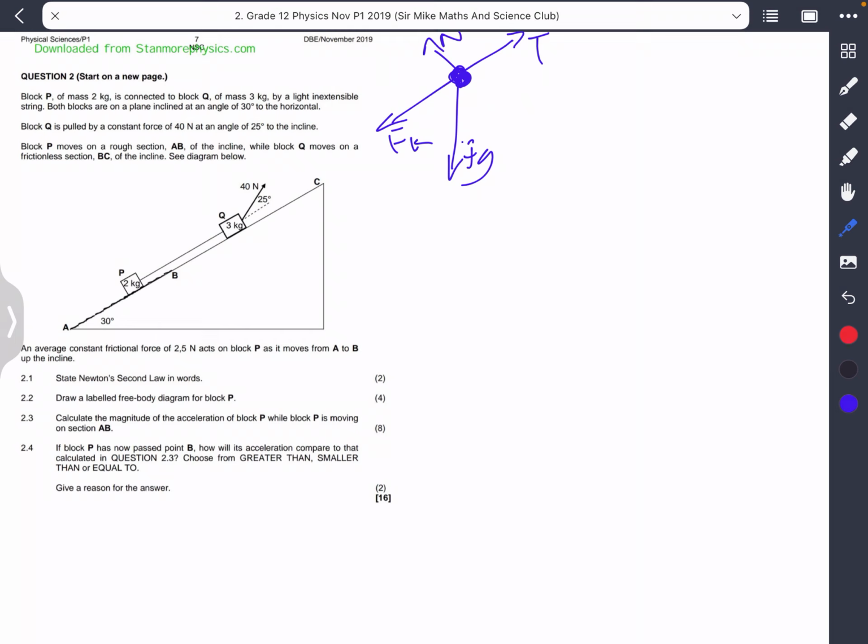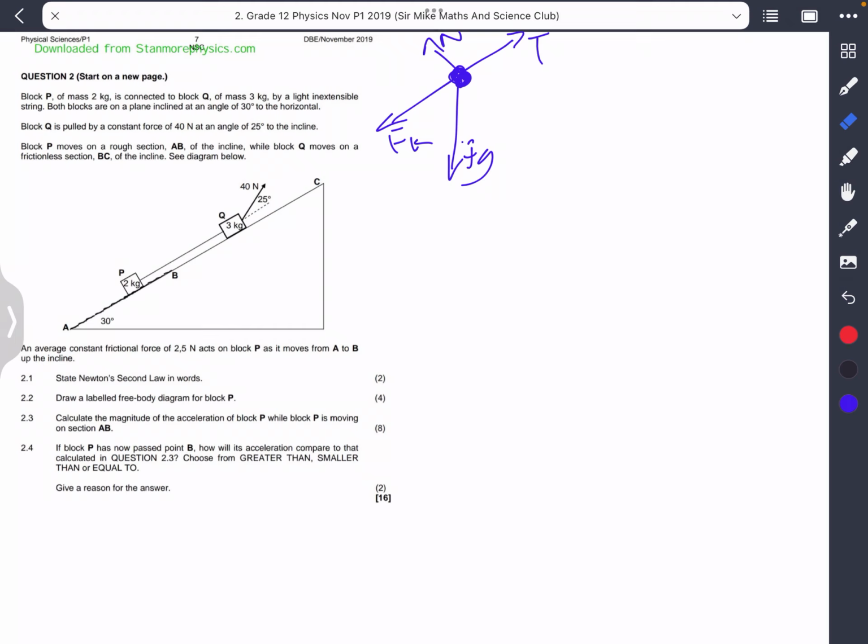So if they ask for a free body diagram, this would be the type of diagram that you would give them. Now, for 2.3, they say calculate the magnitude of the acceleration of block P while block P is moving on section AB. As you can note, here we need to do some calculation. That's an 8-mark question.